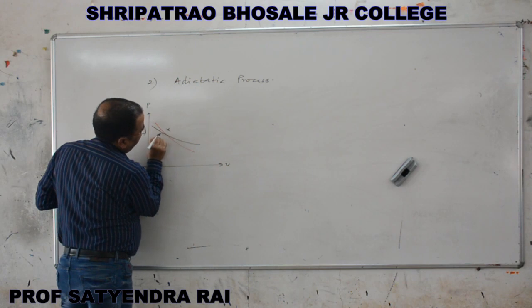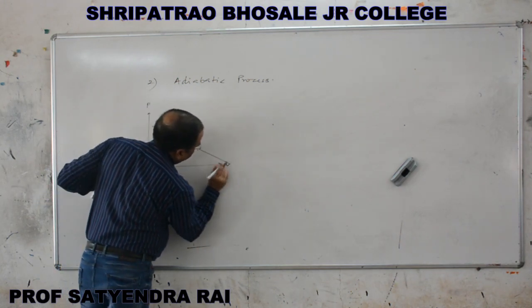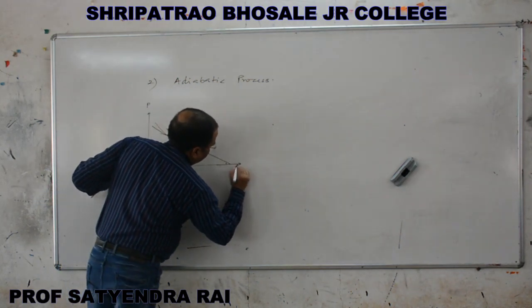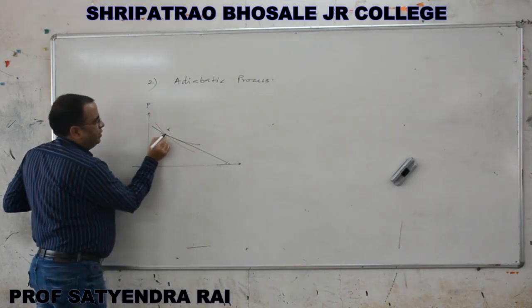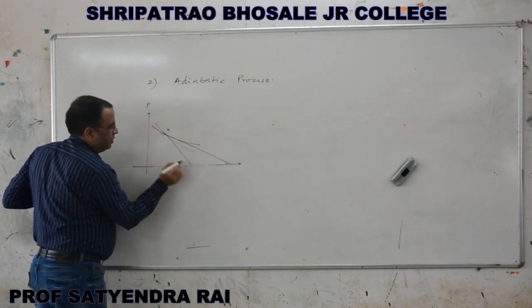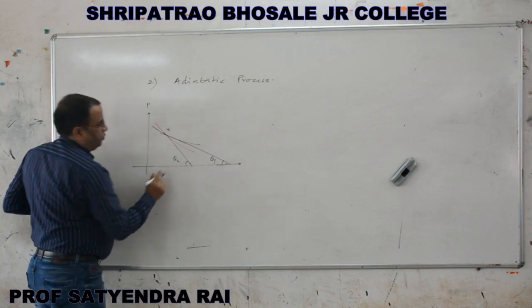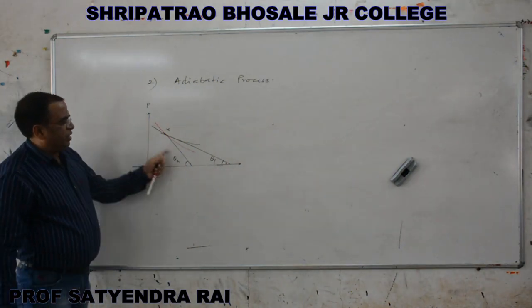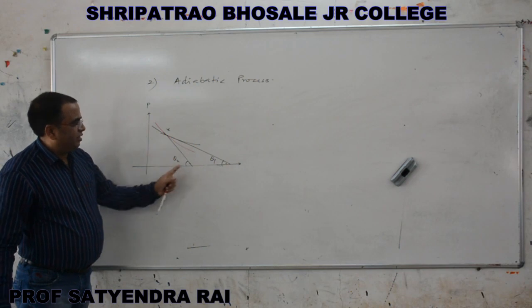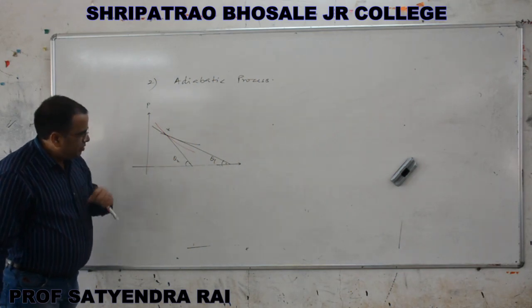So plot a slope to the black one. Yes, you will get it like this. To the red one, you get it like this. Okay, since this is theta 1 and say this is theta 2, one can check it. Theta 2 is greater, theta 1 is small.